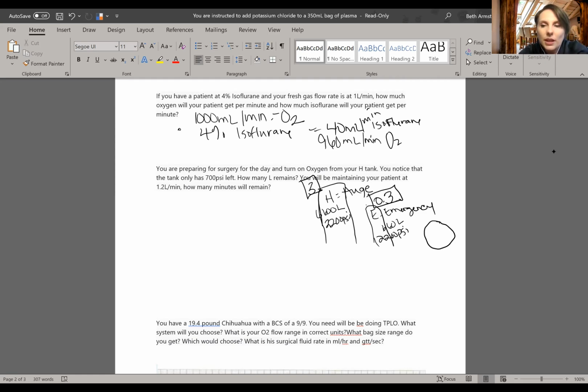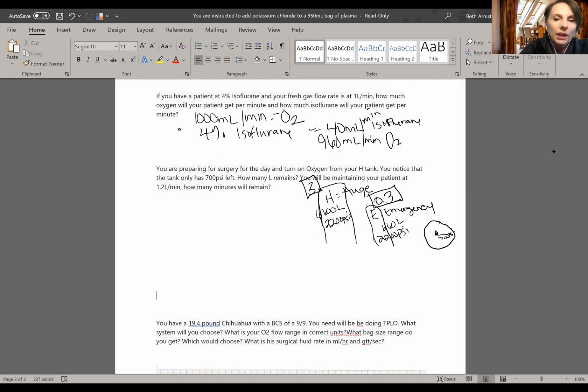And so it'll tell you when it gets to 500, you need to change out your tank because it's pretty empty. But if this one says 700 PSI, you need to say, okay, how many minutes am I going to have left? Can I get through surgeries today? Because you definitely don't want to get to the point where you're trying to change oxygen during the middle of surgery. That gets too hectic.